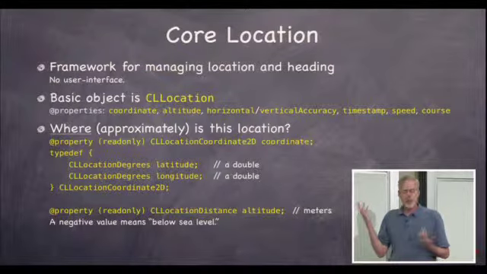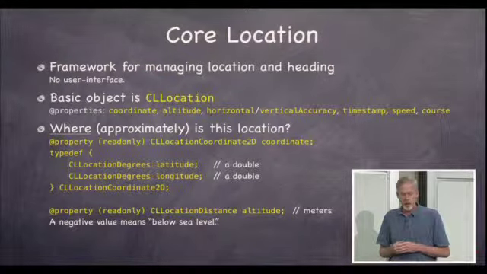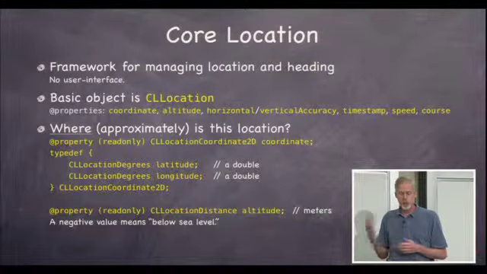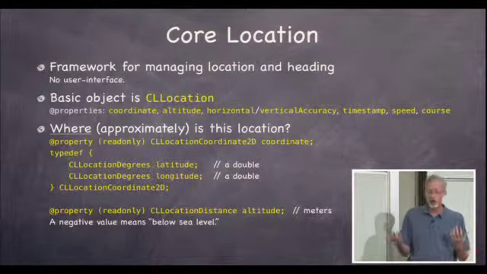You can see that it's just a simple C struct. This property called coordinate on a CLLocation object is a C struct that just has latitude and longitude. CLLocationDegrees, that typedef, is basically a double, a floating point number, for latitude and longitude. And altitude is in meters, so you can get the altitude as well. A negative altitude means below sea level.